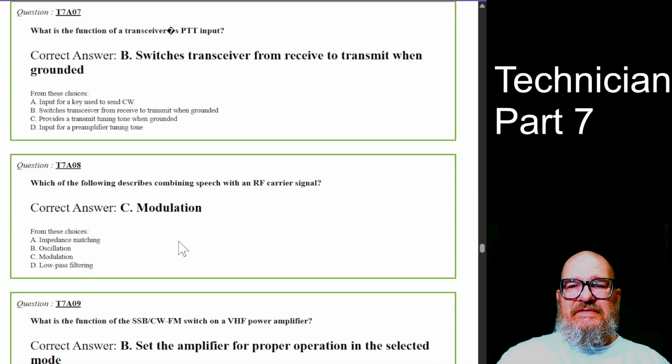What is the function of a transceiver's PTT input? It switches the transceiver from receive to transmit when grounded. So on your radios, some that have a PTT input, you can plug in a switch to that so that you can use that switch to transmit. And PTT stands for push to talk.